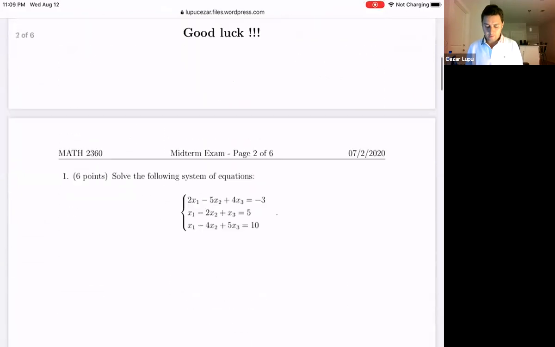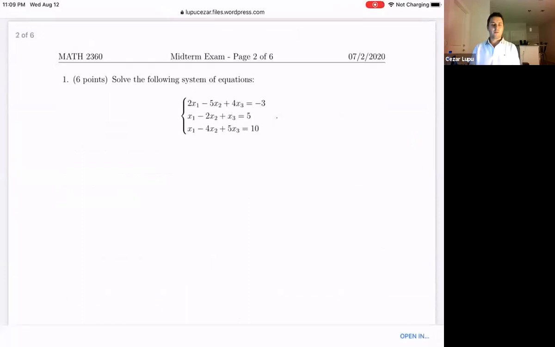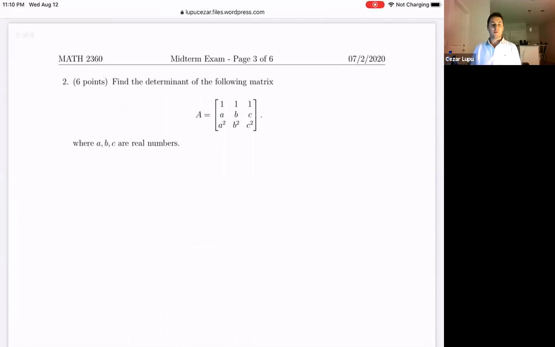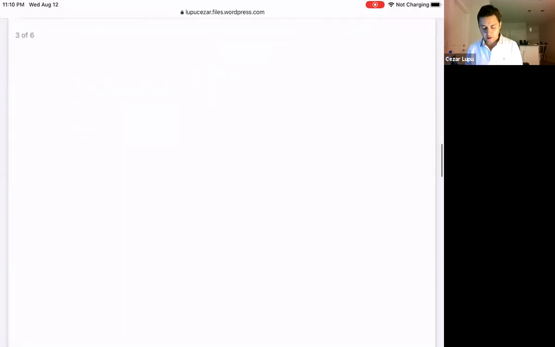And the first problem was to solve the following system of linear equations. As you can see, it's a 3x3 system of linear equations. We'll see a bunch of methods here on how to solve this problem. The second problem was to find the determinant of, again, a 3x3 matrix. It's a very famous matrix with those ones and then a, b, c and the squares of a, b, c. This is what we call the Vandermonde determinant. You can generalize this for 4x4 and even for n×n matrices.